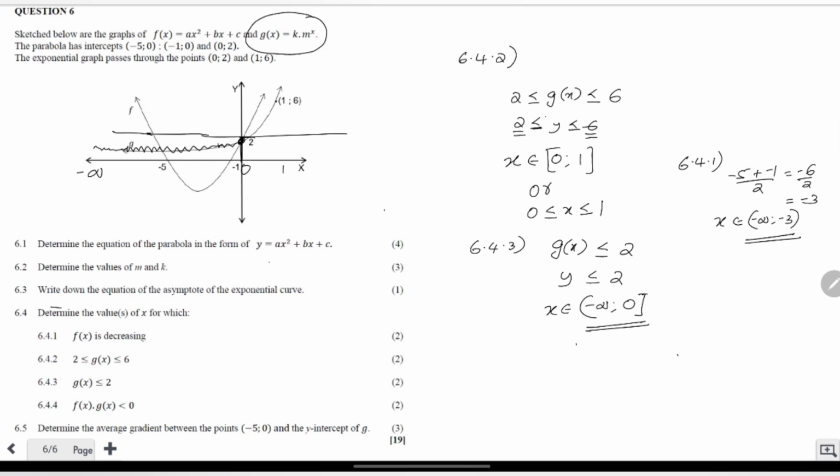Clear? So this is how you have to do it. Identify the part of the graph according to the condition, then find the x values from that part. That's it. That's how we do it. Same question next to one, 6.4.4.